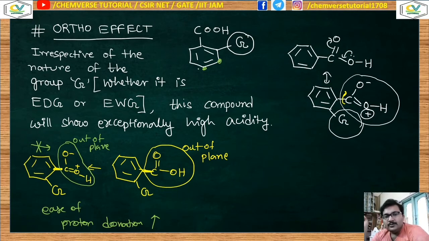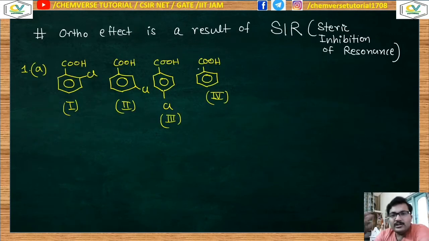So this is called steric inhibition of resonance. The steric factor inhibits the resonance, and that is why it has the name SIR, abbreviated as SIR. So it is the driving force for the ortho effect.